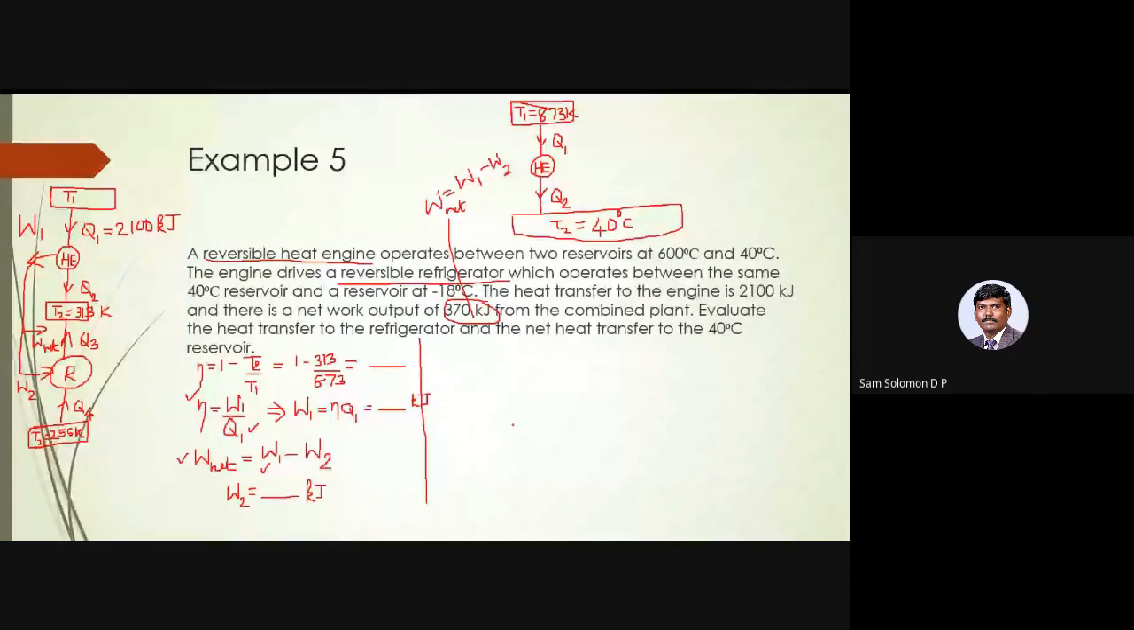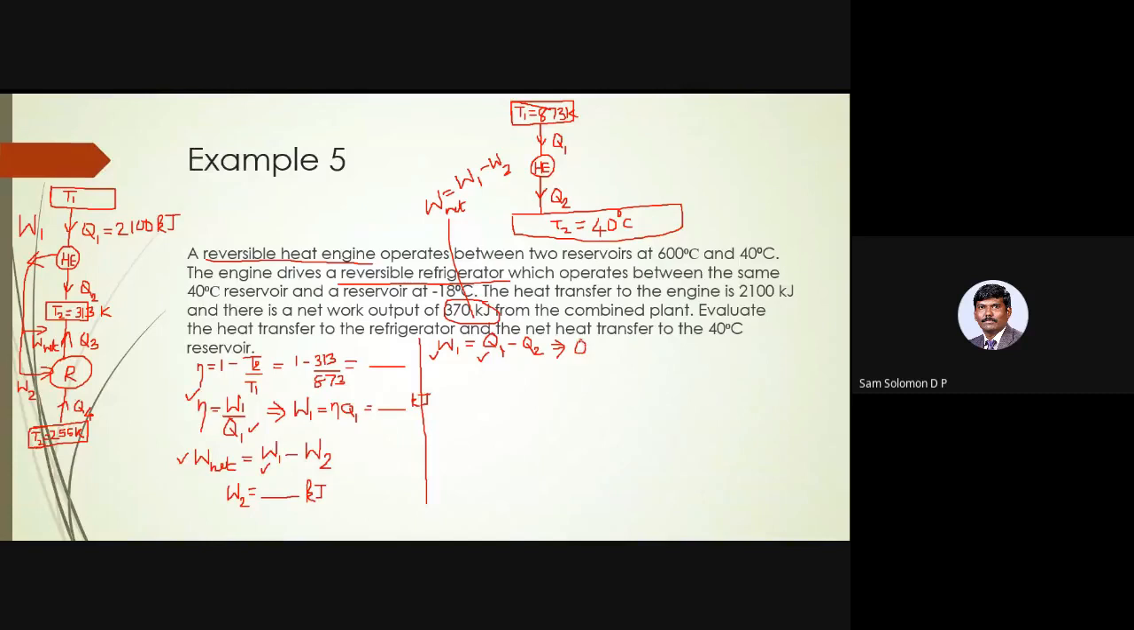But before that, let's conclude this Q2 also, so that everything in this heat engine is known. You can find Q2 very easily. W1 is equal to Q1 minus Q2. So it is easy to find the value of Q2 because you know the value of W1, you know the value of Q1. So you can get the value of Q2 easily.